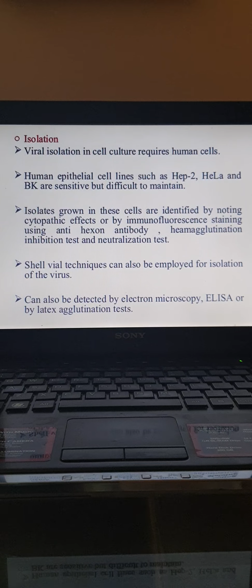Hemagglutination inhibition tests and neutralization tests can be done. Then we can also do shell vial technique. Now this shell vial technique is basically done prior to culture, and the idea of doing this is to enhance or facilitate the viral replication. So the time of isolation or detection of the virus is reduced. Then we can also directly detect the virus from the specimen by electron microscopy, ELISA, and by latex agglutination test.